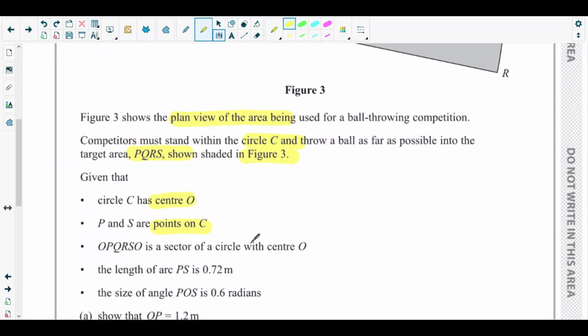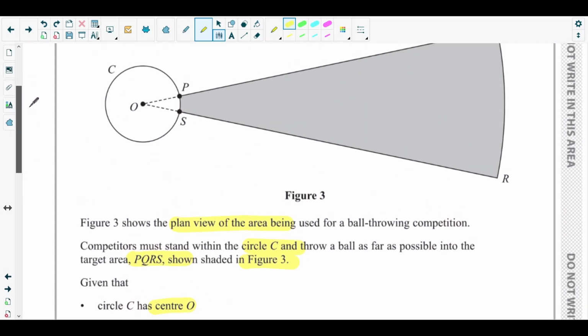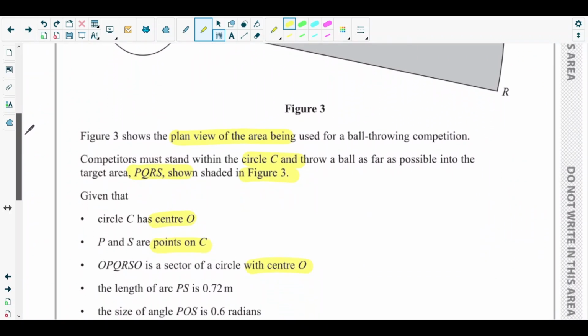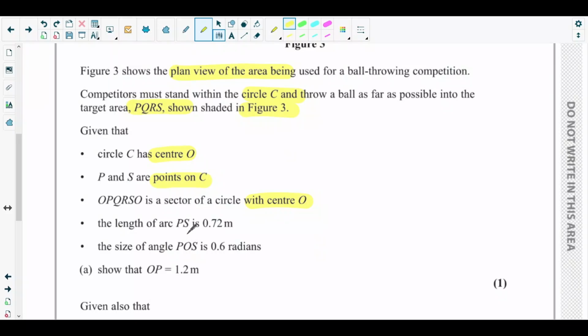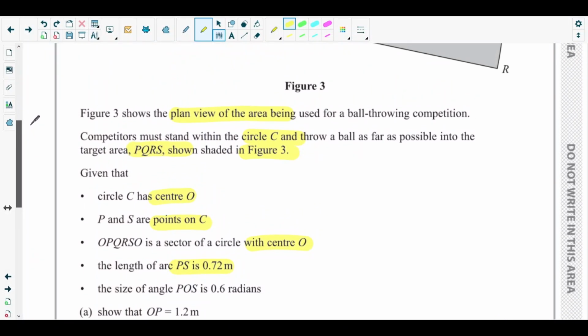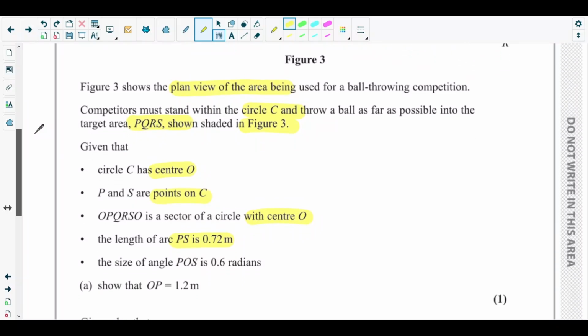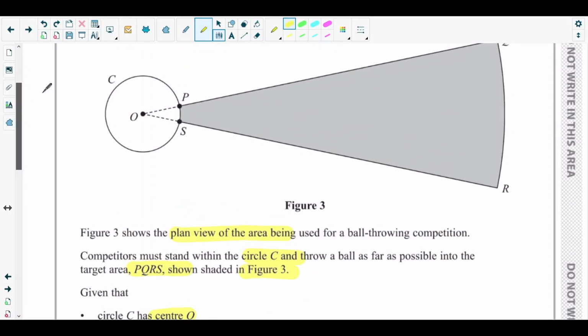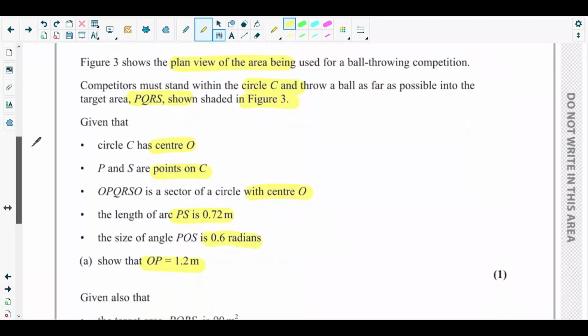OPQRSO is a sector of a circle with center O. The length of arc PS is 0.72 meter. The size of angle POS is 0.6 radians. Part A is asking us to show that OP equals 1.2 meter.